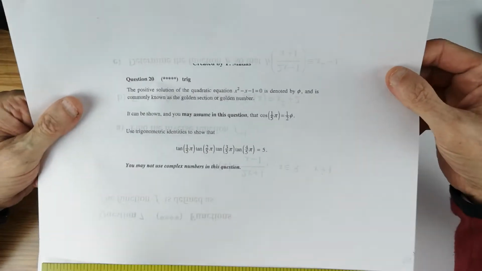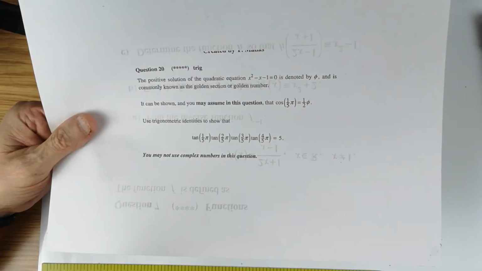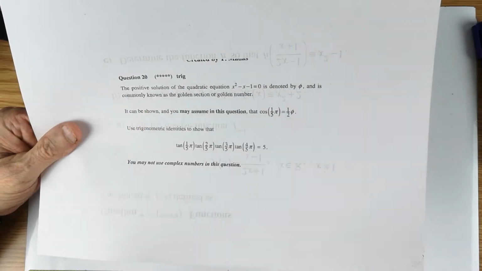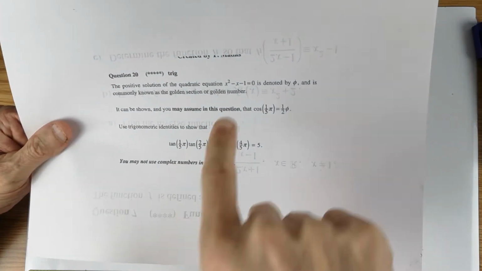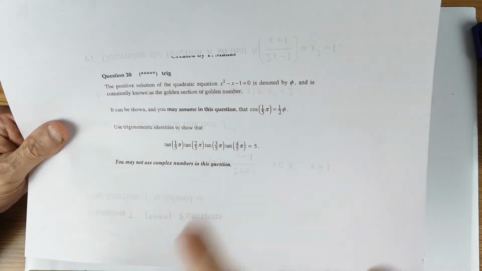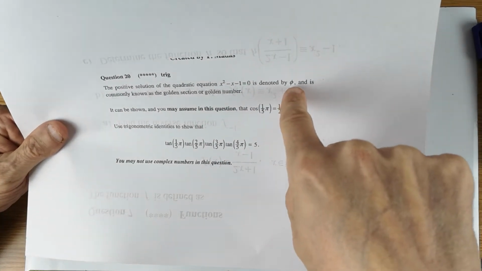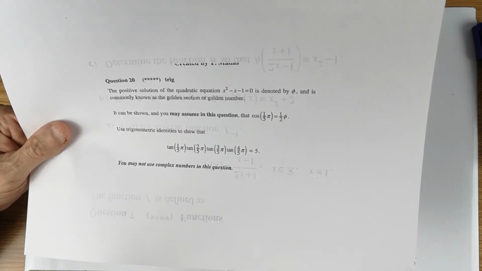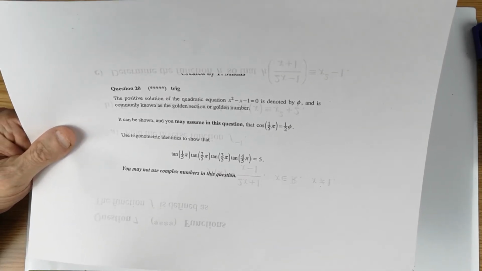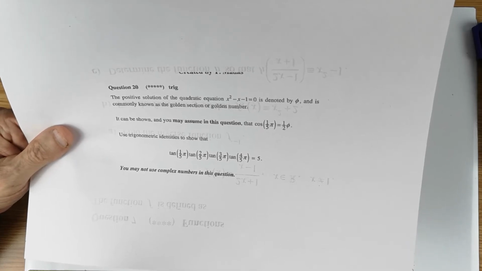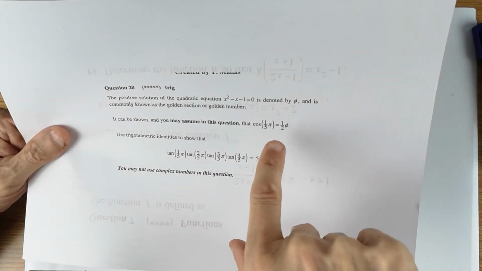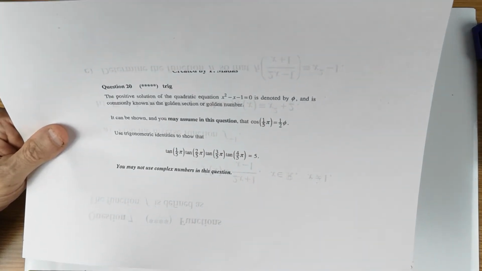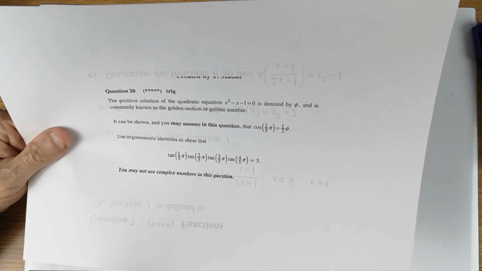Let's actually read what it says. Sorry, I printed it a little bit small, but I will write the important things down. It says the positive solution of the quadratic equation x squared minus x minus 1 equals 0 is denoted by phi and is commonly known as the golden section or the golden number. Those who are maths connoisseurs are aware of this fact. It can be shown, and you may assume in this question, that cos of pi over 5 is in fact half of this number phi.